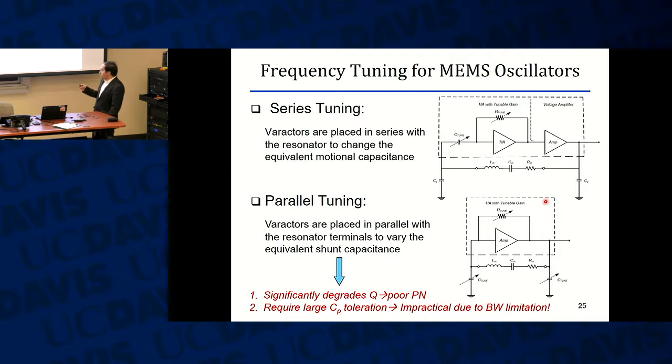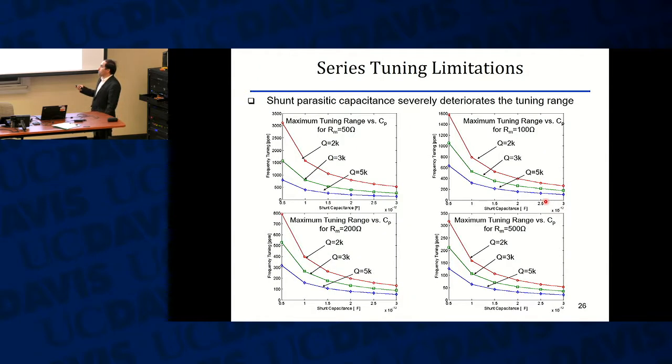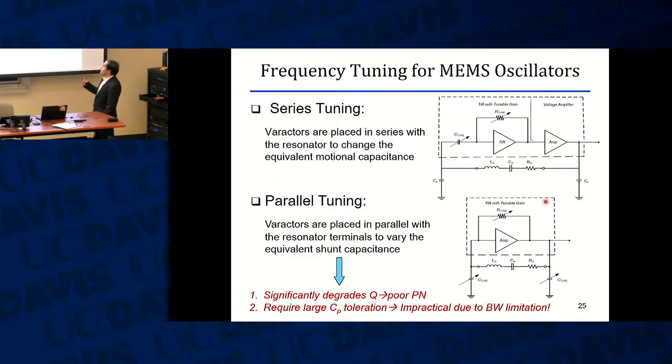On the other hand, if you use a series tuning, it might be more difficult to design, but you will be able to directly change the resonance frequency without affecting the quality factor. Why is series tuning harder? It's because when you have the capacitance here, there is a capacitive division. So your effective capacitance seen by this cap, which is going to be in series with it, is going to be smaller. So the effective capacitance change is going to be smaller.